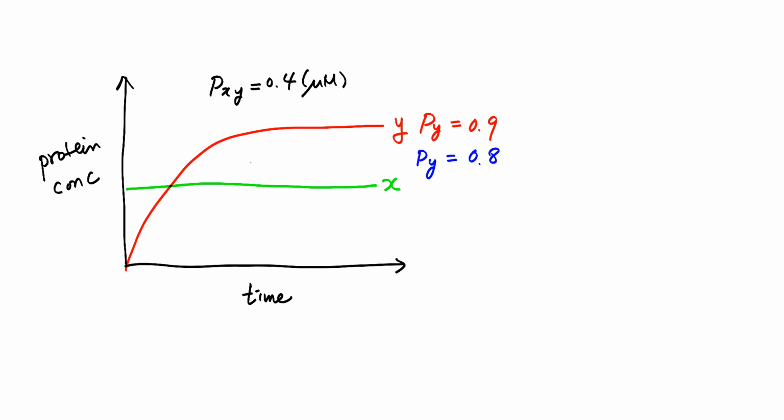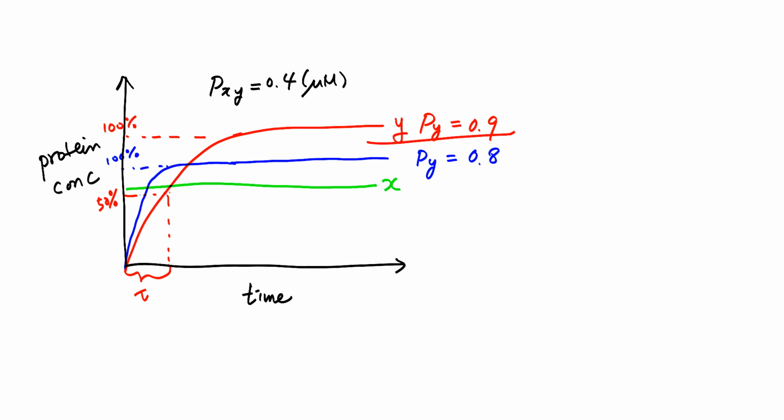What will happen is this: we will have a decreased steady state level and also a decreased response time. So what is the response time? This is 100%, this is 50% for this case, and this is the response time tau. For the blue line, this is 100% and this is 50%, and the response time is this, which is tau for the blue line. So we see that not only does the steady state level decrease, but the response time decreases as well.